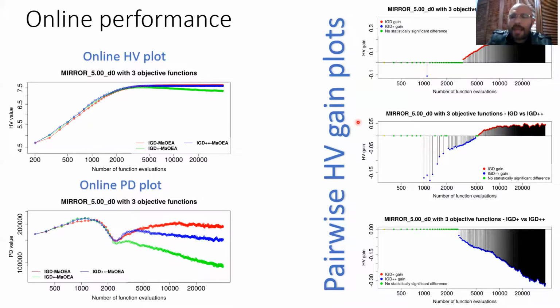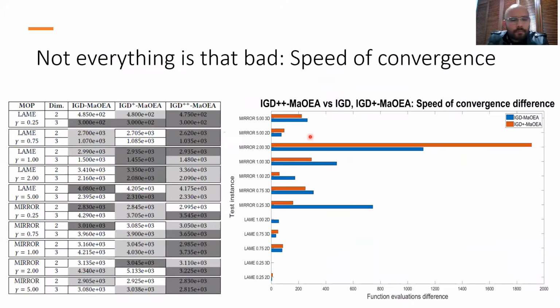For example, the IGD and IGD+, which are not Pareto compliant and weakly Pareto compliant. So everything is not that bad according to the Pareto compliance. We also can define the speed of convergence. But regarding the speed of convergence, we can see that IGD++ MOEA has a very good speed of convergence. So the speed of convergence of this IGD++ MOEA is better than that of IGD MOEA and IGD+ MOEA.